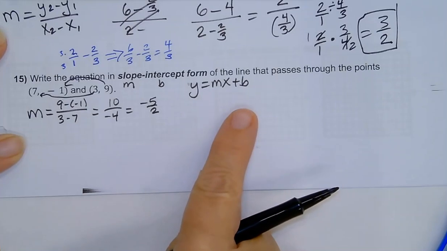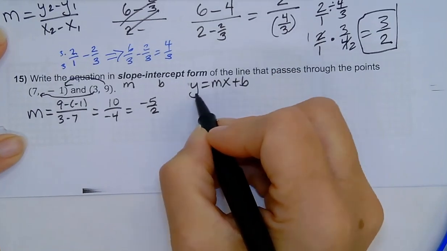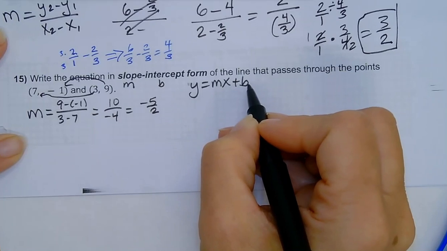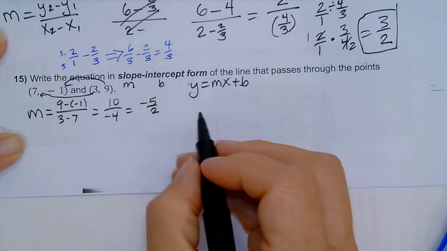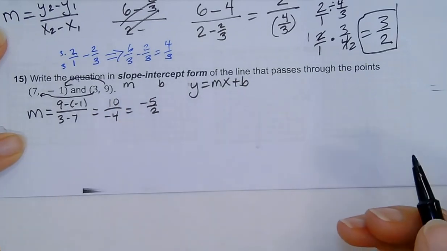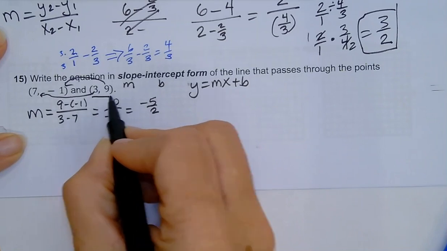So I have a couple different ways I can do this. I can plug in things I know. I know a y and an m and an x. So I can find b. That's what I'm going to do first, but I will show you the other way we can do this as well. Okay, so I'm going to just choose my second point because both of those numbers are positive. You can choose either point. I'm going to choose my second point and work with that.